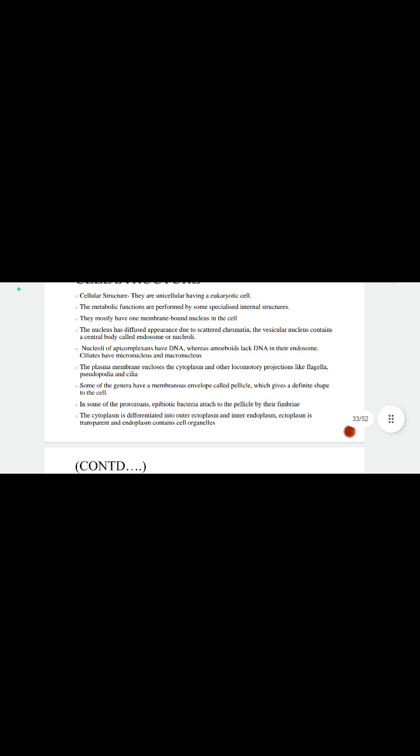In some protozoa, epibiotic bacteria attach to the pellicle by their fimbriae. Then the cytoplasm is differentiated into outer ectoplasm and the inner endoplasm. Ectoplasm is transparent and endoplasm contains cell organelles. Two types of cytoplasm are there, outer ectoplasm and inner endoplasm.